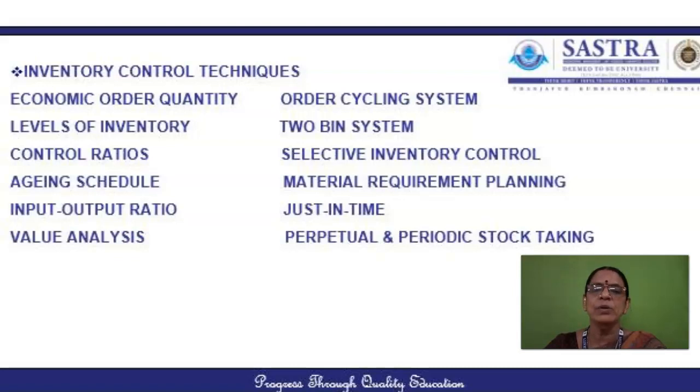Explaining promptly the causes for the discrepancy between the physical balance and the book figures. That may be due to some evaporation or shrinkage or mishandling, etc. So you have to state the discrepancies, then reconcile those discrepancies. This perpetual inventory system has various advantages, and those advantages are as follows.